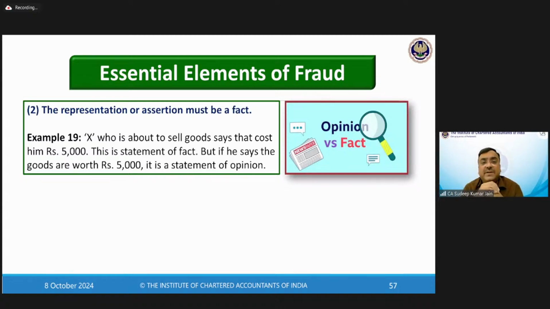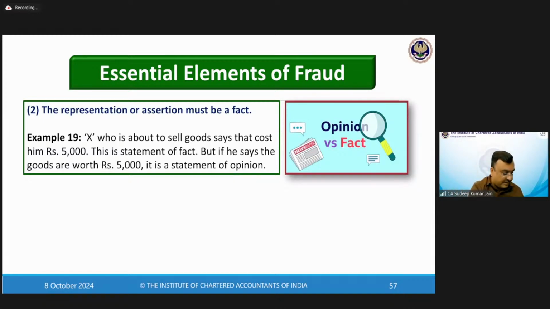The representation or assertion must be a fact. Fact means an actual thing, not just an opinion. Sir, this pen is blue. This is fact. This pen may be blue. This is opinion. Suppose, let's say one pen, this pen is blue. This is fact. मैं जो statement दे रहा हूँ confidently, ये blue pen है, ये fact. It may be blue. It is opinion, not fact.